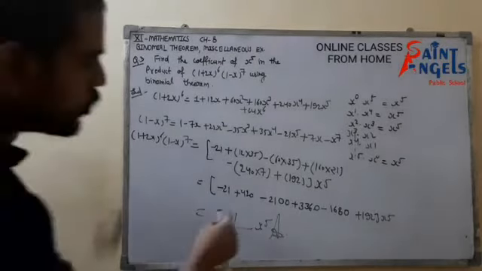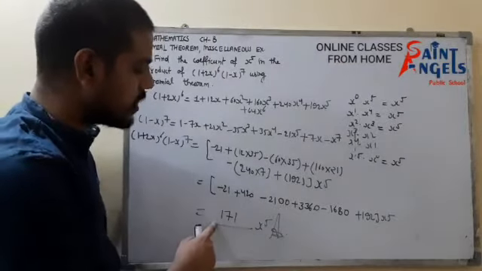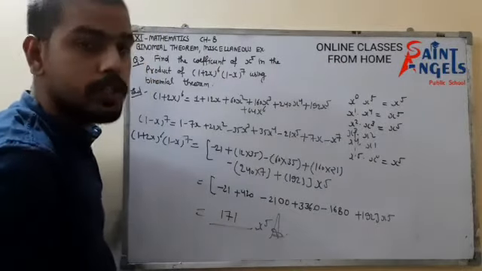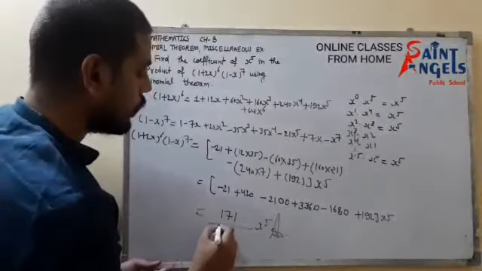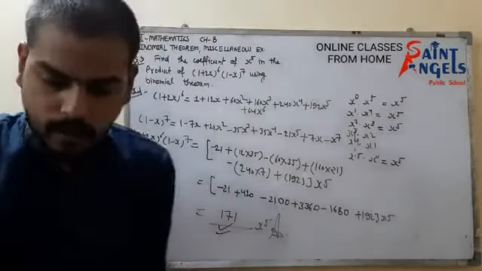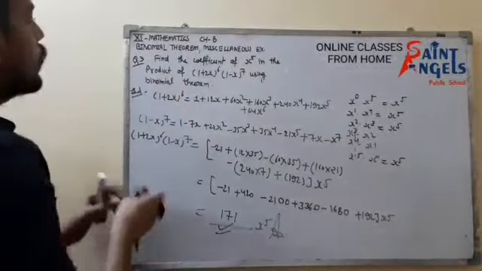So it was actually 420, and solving that we will get 171 into x to the power 5. So coefficient of x to the power 5 is 171. I hope it's clear. Very easy question. Now look at the question number 4.